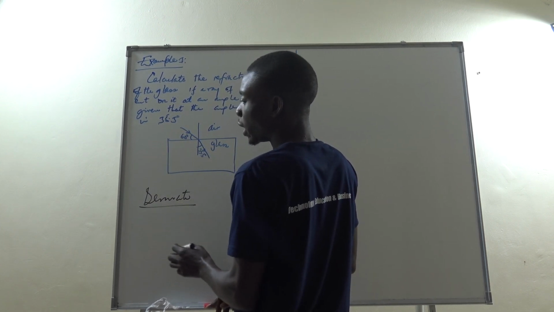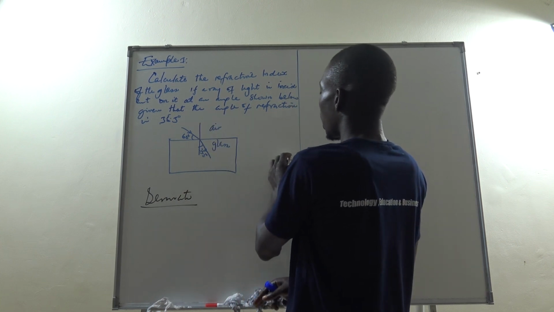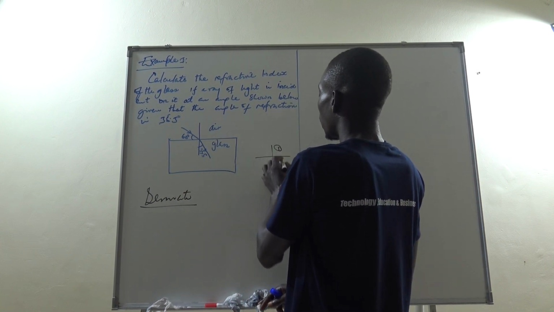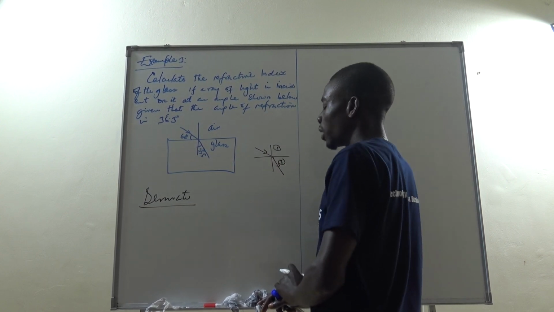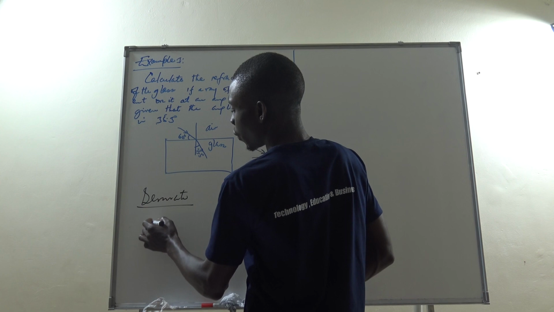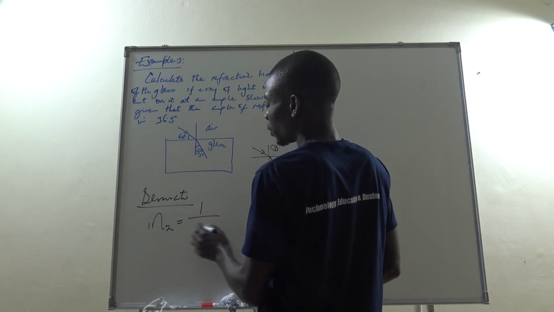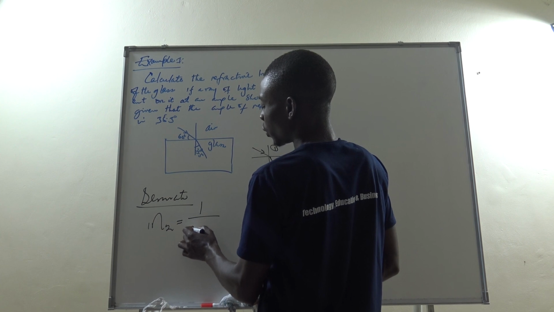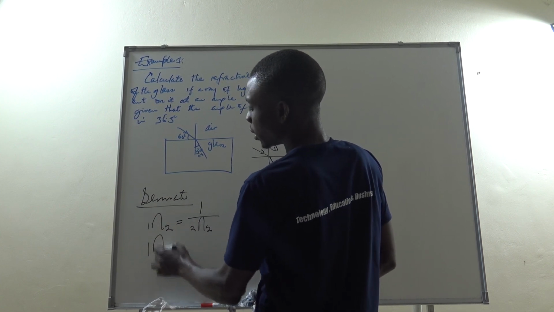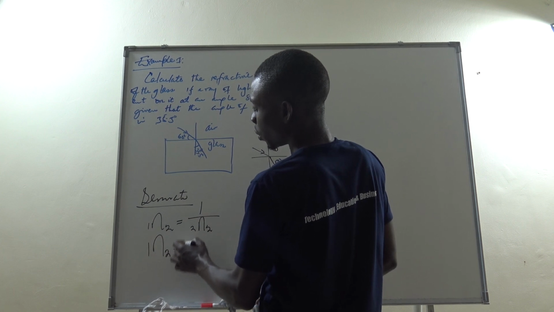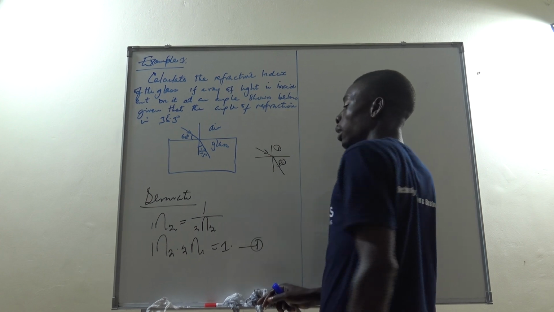We derived that if light is moving from one media to another, media 1 to media 2, what is very true is that the refractive index from 1 to 2 is the same as 1 over the refractive index of 2 to 1. Or we can say 1 to 2 times 2 back to 1 is the same as 1. That is one thing we looked at.